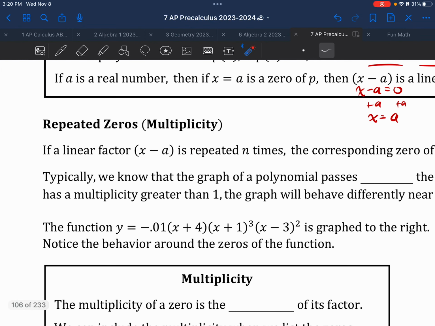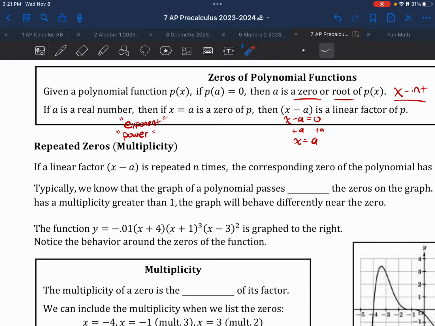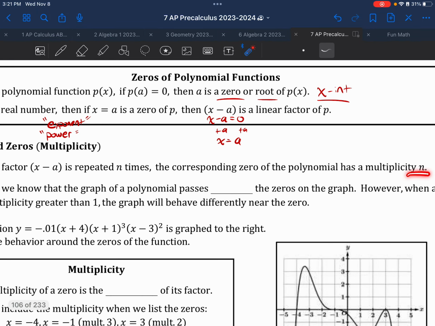All right, so I want to talk about repeated zeros, which is also known as multiplicity. I want to give you a synonym of multiplicity. Another name for multiplicity is power, and another synonym for that is exponent. Anytime that you see an exponent on that linear term, that's just the multiplicity. Generally speaking, you're only looking at linear factors, and if they can be repeated n times, then that corresponding zero, this value over here, has a multiplicity of n.